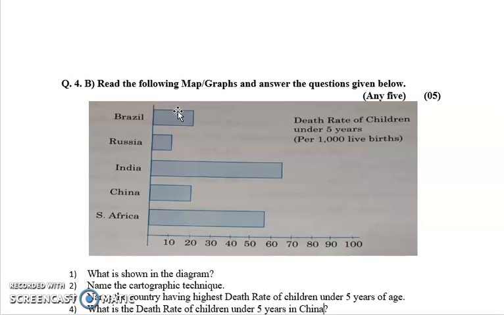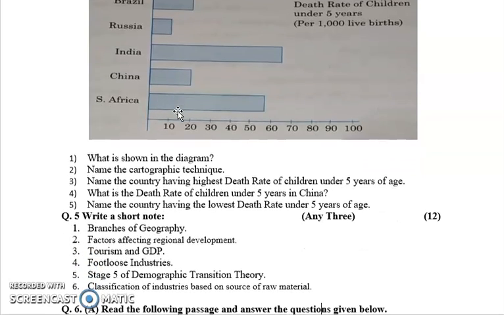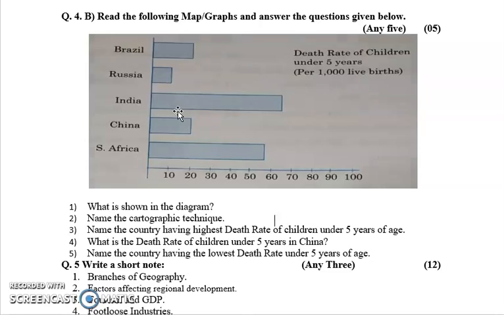Next section you have a graph and some questions are given related to this graph. You just have to look at the graph and answer the following questions. First question is what is shown in the diagram. Name the cartographic technique. Name the country having the highest death rate of children under 5 years of age. Name the death rate of children under 5 years of age in China. Name the country having the lowest death rate under 5 years of age. So these are the questions for which you have to look at this diagram and then answer.